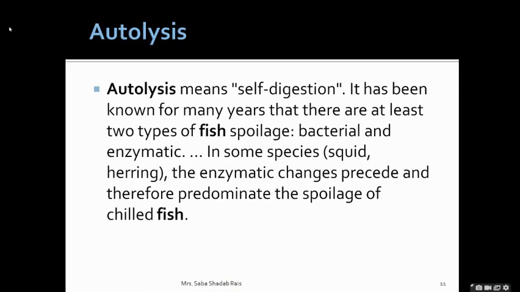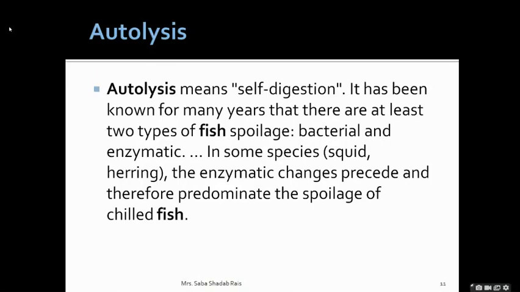Rigor mortis under normal conditions can remain for 7 to 18 hours. As I told you, it depends on the quality of the fish, and it can last up to 30 to 120 hours if we take careful fishing operations involving minimum dragging and handling, and avoid throwing and bruising the fish. These tend to prolong the period of rigor mortis. So we can use normal nets which do not involve electrical shock and so on, so that the rigor mortis can remain for a longer time.